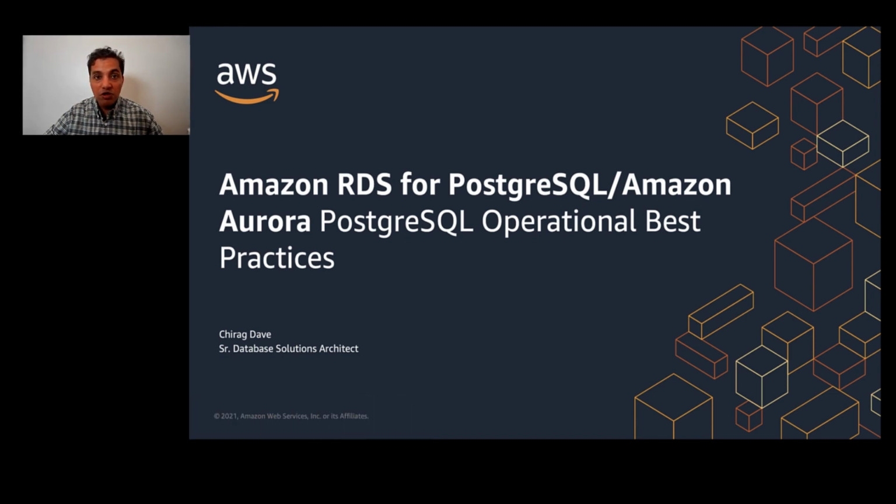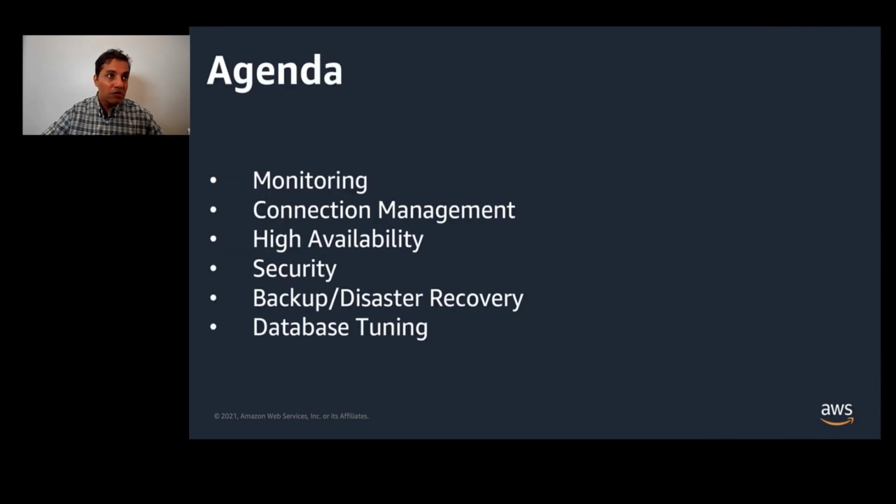And I'm here to talk to you about some of the operational best practices when it comes to RDS for Postgres and Amazon Aurora Postgres. So when we talk about some of the best practices, I would like to cover these important topics that includes monitoring, connection management, high availability, security, backup and disaster recovery, and database tuning. Now this talk is at very high level, but I'll make sure that I add some relevant links in the description section. So let's get started with monitoring.